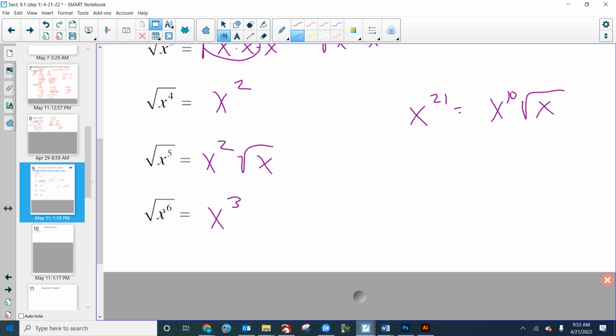Okay, let's do one more. Now it's an odd number, right? I know I'm going to have one in there. Take it down to a hundred, right? 100. What's half of 100? 50. X to the 50th times radical x, or square root of x.